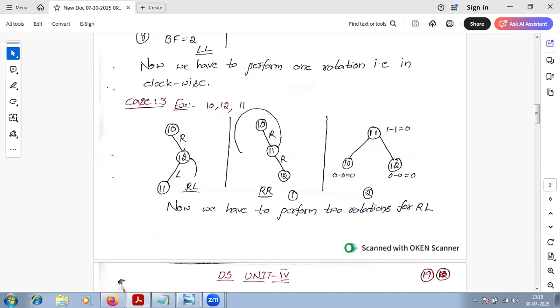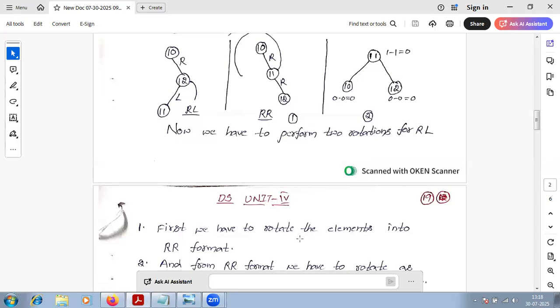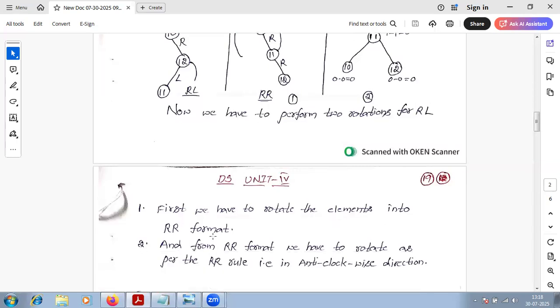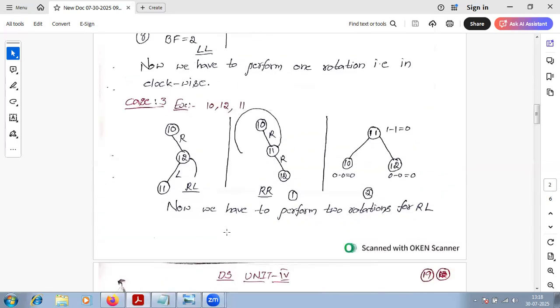Now how did this problem occur here? By placing one element to the right and by placing one element to the left. Now we can call it an RL problem. For rectifying the RL problem, we have to perform 2 rotations here. We have to perform how many rotations? 2 rotations. First, we have to rotate the elements into RR format. What is the first rotation we have to do? Rotate those elements to get into the RR format.